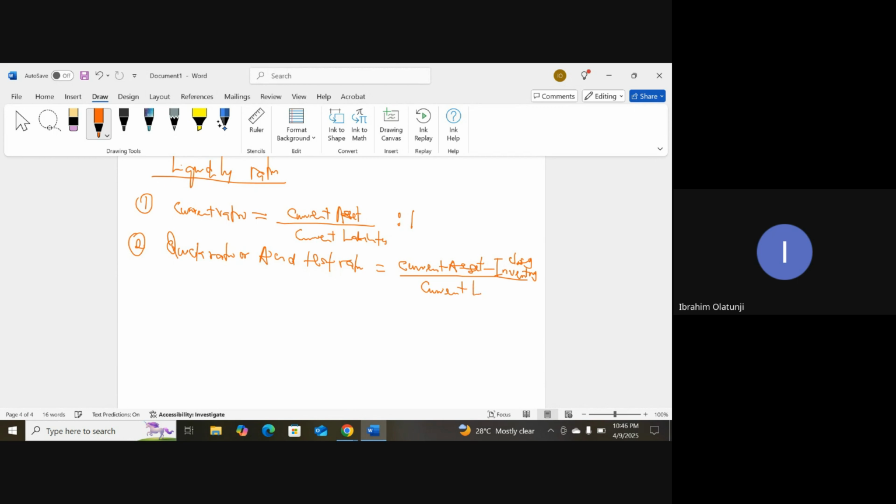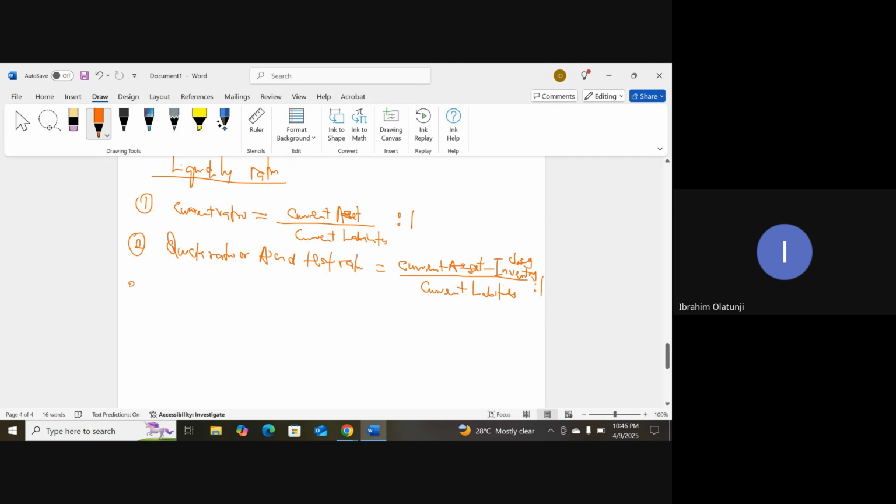You can see that it's the same computation, just that the acid test is exclusive of inventory, which is the closing inventory. Then you base this one also on 2 to 1 as the benchmark. So whatever you get, you set against 2 to 1. Are we there? Yes, we are following. Okay.